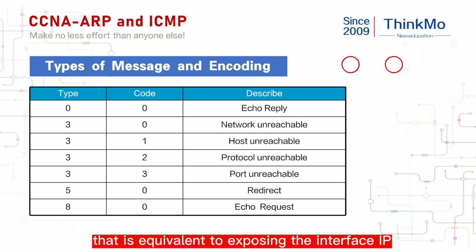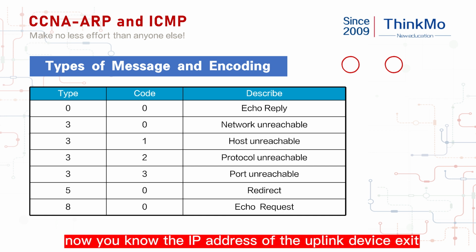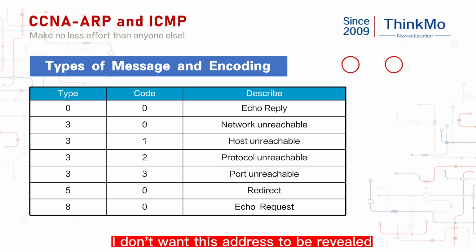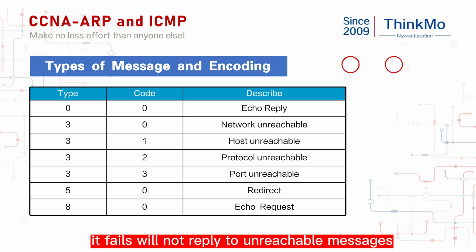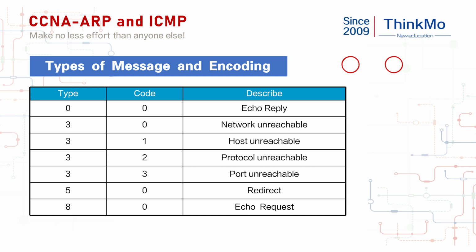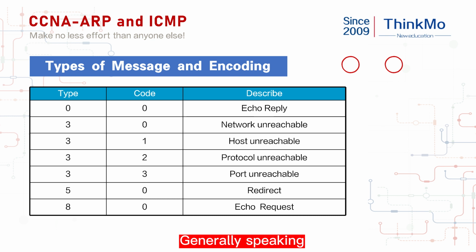That is equivalent to exposing the interface IP of some more private servers. Now you know the IP address of the uplink device exit. Usually, I don't want this address to be revealed. So even if I do the strategy here, after the data arrives and fails, it will not reply with unreachable messages. If the device replies with an unreachable message, the IP will come out. It is equivalent to leaking the IP of the current interface. Generally speaking, we will not reply packets to it.